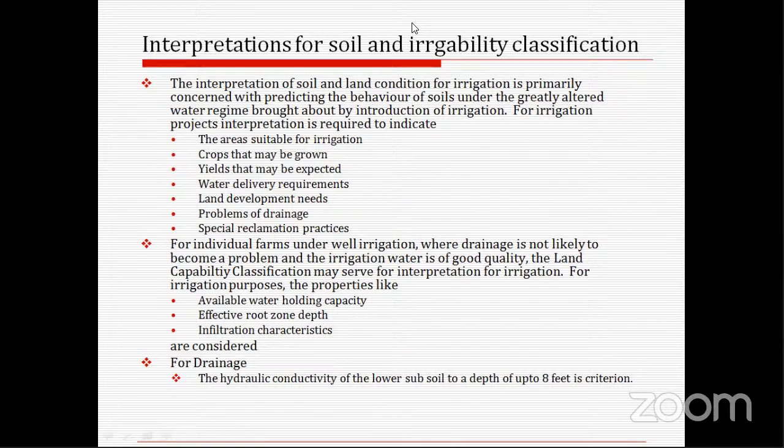This is what is done by the present Indian government, because especially in Andhra Pradesh in the last 5 to 10 years, both Godavari and Krishna were connected and brought some land under irrigation. So before doing all these things, those surveyors should follow all these characteristics. Availability, if the irrigation is good, you have to see all these things. And if you want to bring any new land under irrigation, you should go through all this. You should check all these characteristics. This is the interpretation of soil and irrigation classification. This is a very important thing.